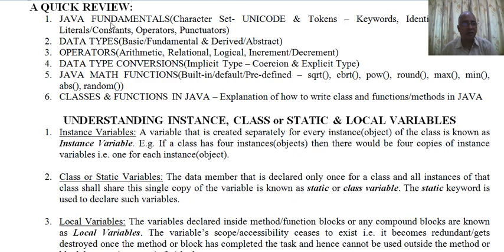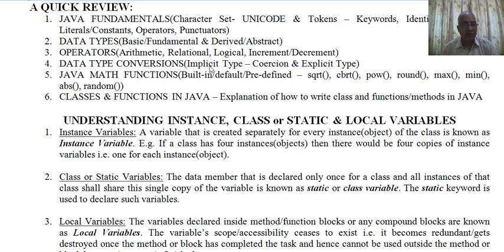First of all, I covered Java fundamentals, in which I taught you the character set and Unicode. Then I taught you about tokens, which are keywords, identifiers, variables, literals, constants, operators, and punctuators. Then we came down to data types, in which I explained basic, fundamental, and derived or abstract data types. Then we came on to operators, in which I taught you arithmetic, relational, logical, increment, and decrement operators.